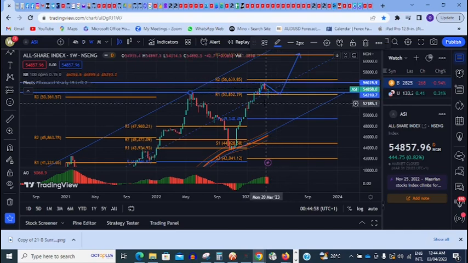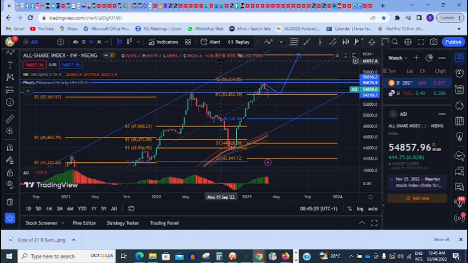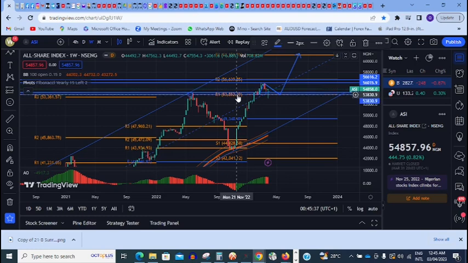One, I need the weekly candle to close above this level. When the market closes above here, then there is a signal that it is going higher. But currently we are trapped in this zone from here to here. Let me mark this place also. So it depends on where the market closes, either above or below. Let me mark this place. But from the look of things, the market is most likely going to break up higher.